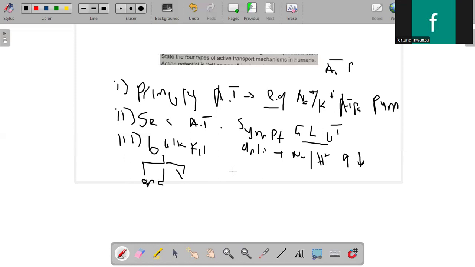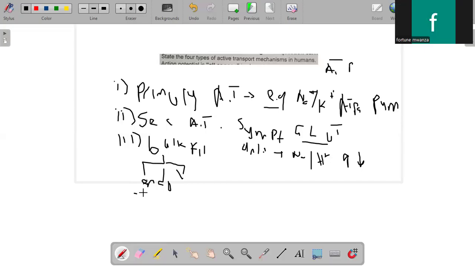Let me go to what we call vesicular transport. Under vesicular transport, like I said, we have endocytosis. Endo means you are taking things inside the cell. So you get things from outside the cell, you fuse them with the cell in a vesicle, then you release them inside the cell. That's what we call endocytosis.